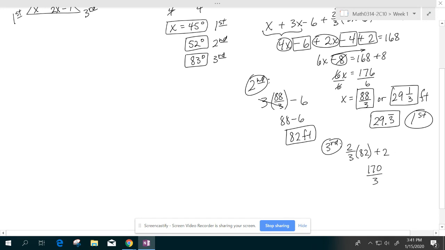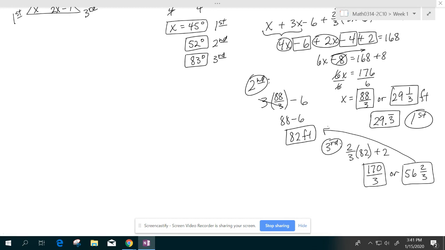170 over 3. It looks right. Okay. What is that as a mixed number? 56 and 2/3. Is 56 and 2/3 longer than 82? No. So which piece is the longest? The second piece. Now, do you understand that when you're doing your MyMathLab problems, if it asks what is the longest piece, it may give you an option first, second, or third. And then you'll have to pick which one is longest, or you'll have to input 82 because it's the longest piece.